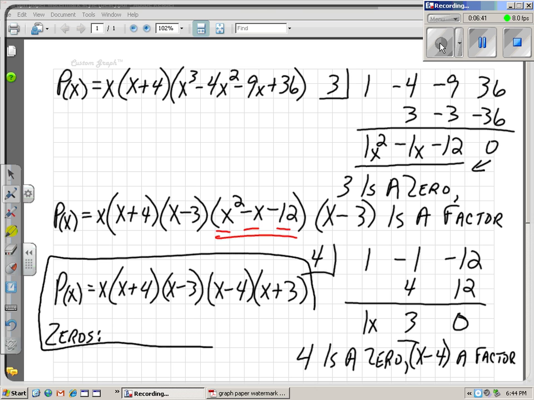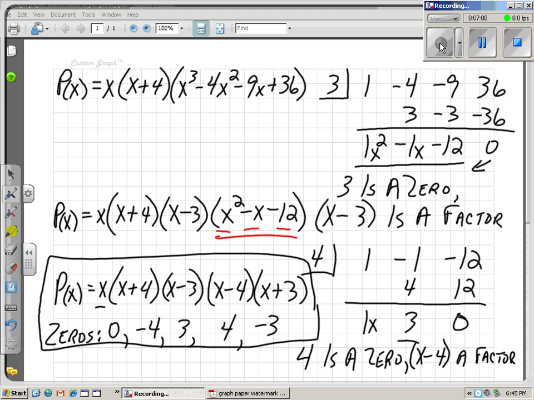All I have left to do is list my zeros. Okay, well this x right here, that's going to be a 0. X plus 4 means that -4 is a 0. X minus 3 means that 3 is a 0. X minus 4 means that 4 is a 0. And x plus 3 means that -3 is a 0. So there's my 5 real zeros.